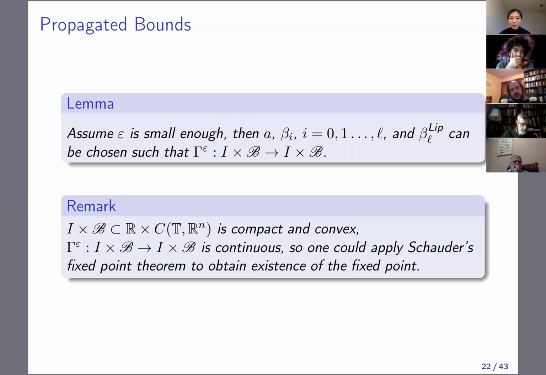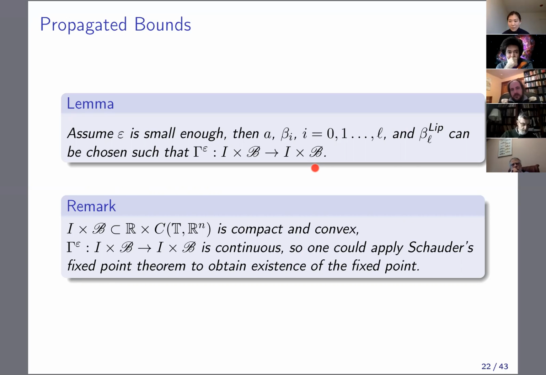For our proof, we first need to have this lemma on propagated bound. It says that if epsilon is small enough, then we can choose the constants in the definition of the interval I and the function space B, such that the operator maps I cross B to itself. So since this I cross B is actually a compact and convex subset of the real cross the continuous functions which are periodic, then based on the assumptions, we also know that the operator gamma epsilon is actually continuous.